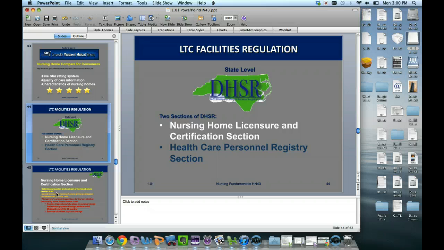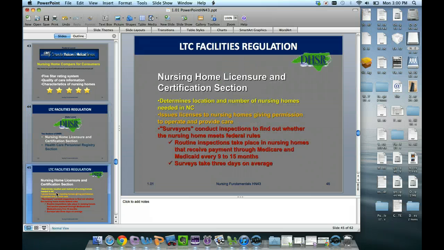So two sections at the state level of the Department of Health and Service Regulation are nursing home licensure and certification and healthcare personnel registry. Why do you care about this? So the nursing home licensure section and certification section determines the location and the number of nursing homes that are needed in the state of North Carolina.